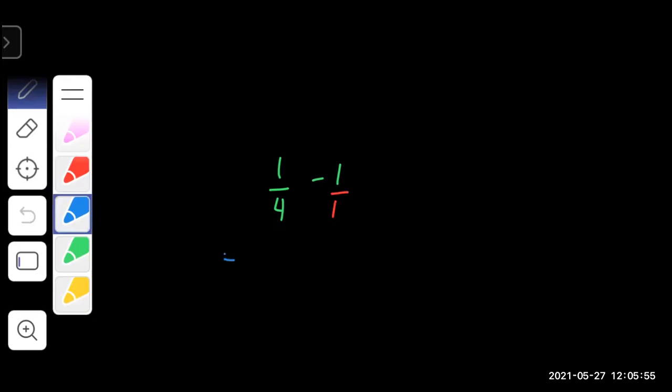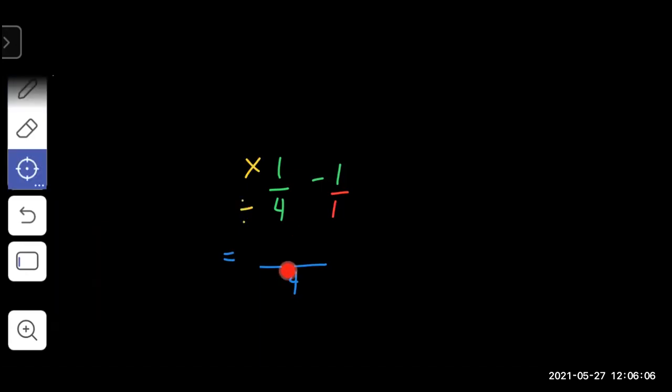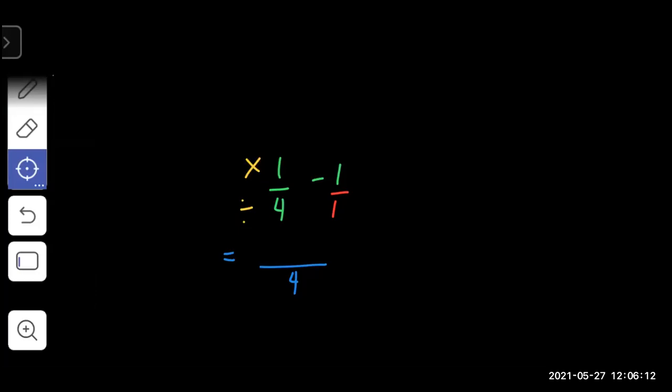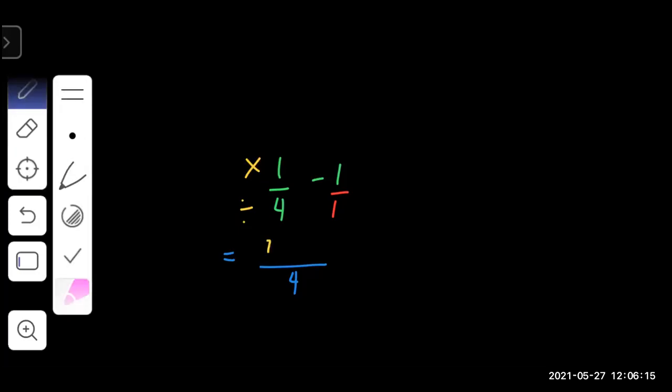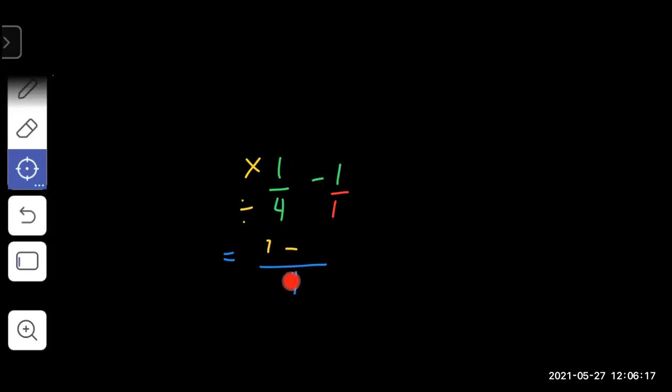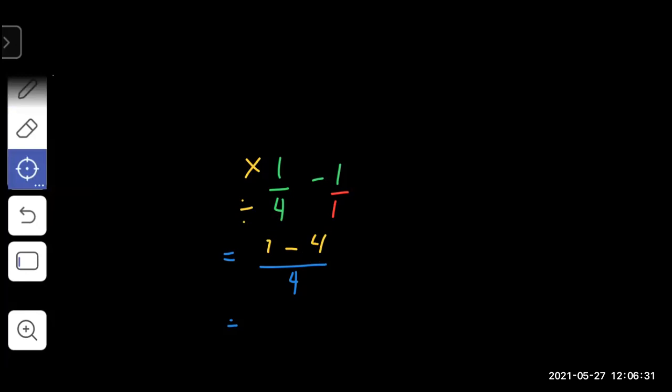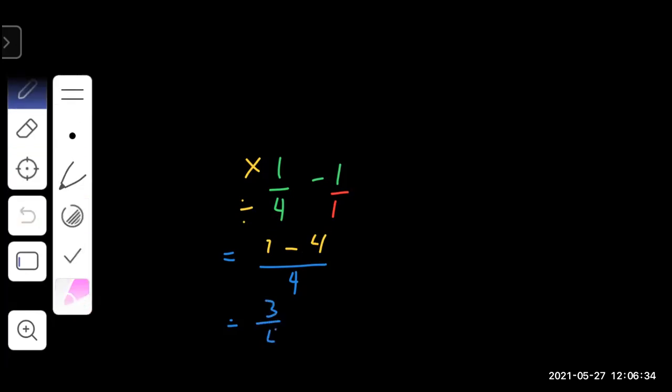What is the least common denominator, guys, between 4 and 1? It's 4, right? And then, do you remember? We divide and we multiply. Let's divide. 4 divided by 4 is 1, times 1 is 1. Minus, I just copied this minus. 4 divided by 1 is 4, and 4 times 1 is 4. Let's simplify now. And what do we get? 1 minus 4 is 3/4.